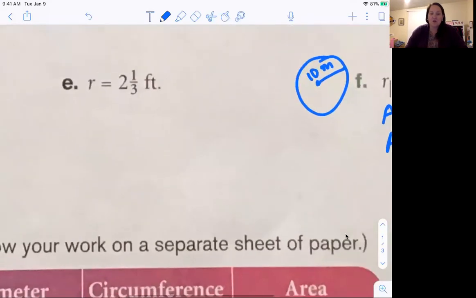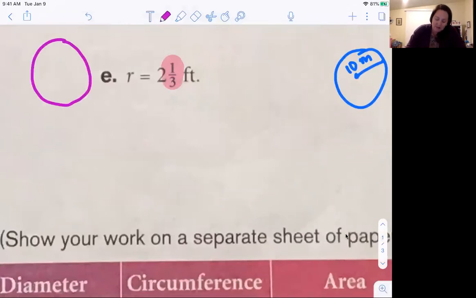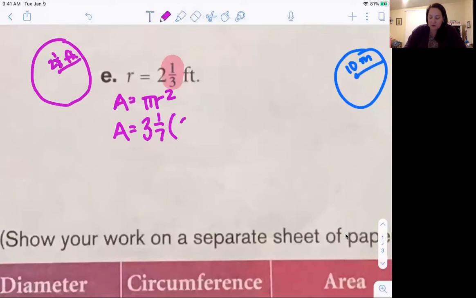But what I wanted to do was go back to this letter E. Letter E could be tricky, but remember I told you sometimes for pi, you can use 3 1/7. And this would be the case because this is a repeating decimal when you convert it. So let's look here. I have a circle, and my circle has a 2 1/3 foot radius, okay? Area equals pi r squared. In this case, we're going to use area equals 3 1/7 times 2 1/3 squared. Okay, it can get a little tricky, so I want to be doing this with you.